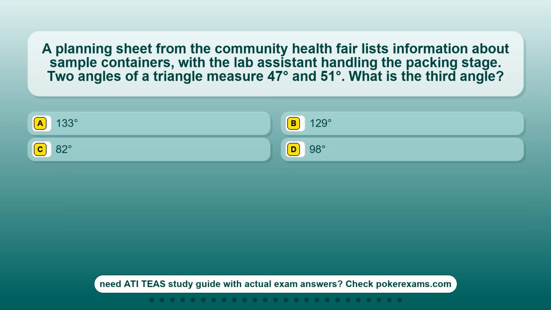Question 3. A planning sheet from the community health fair lists information about sample containers, with the lab assistant handling the packing stage. Two angles of a triangle measure 47 degrees and 51 degrees. What is the third angle?